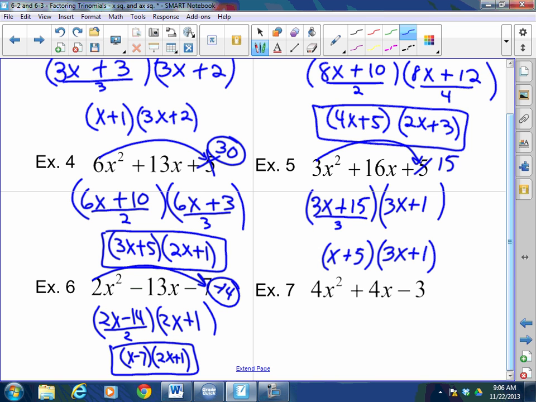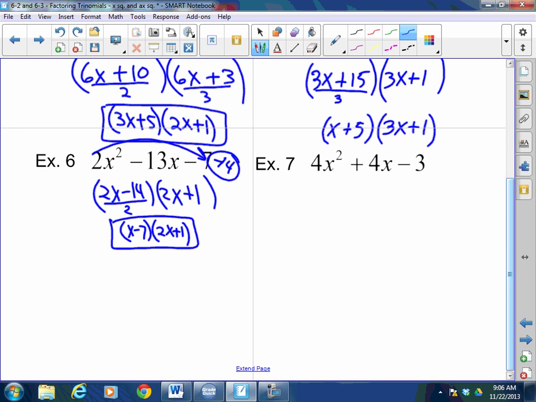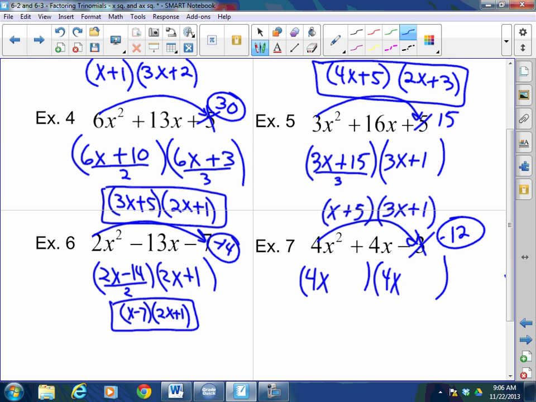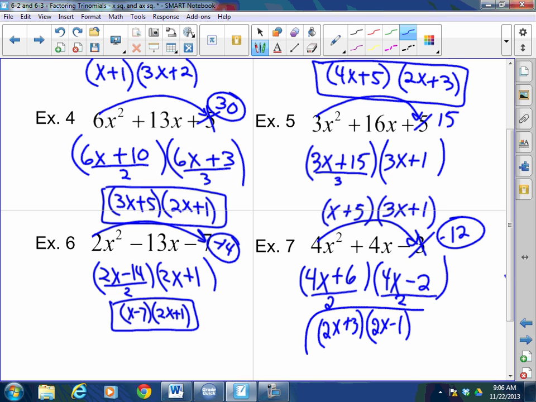And last but not least, I want you guys to see them all. Okay. I cannot, bless you, I cannot factor out any GCF. So I have 4x. 4 times negative 3 is my new C of negative 12. What times what is negative 12, but when added together is positive 4? 6 and negative 2. Fantastic. Artificial factor or imaginary factor of 2. So I got 2x plus 3. Imaginary factor of 2. I got 2x minus 1. Y'all are done.